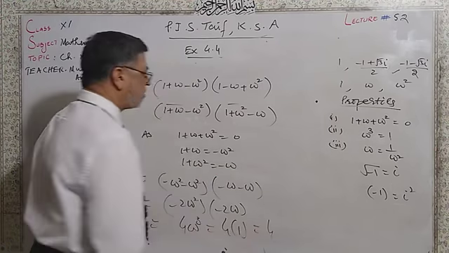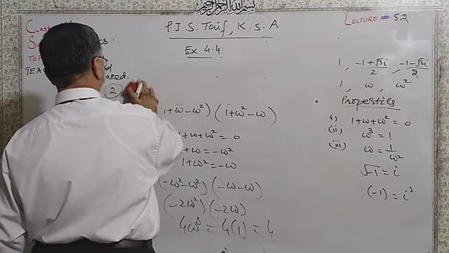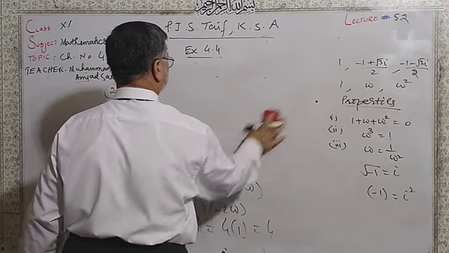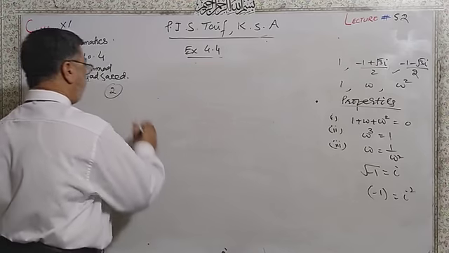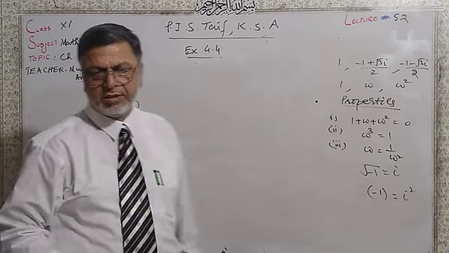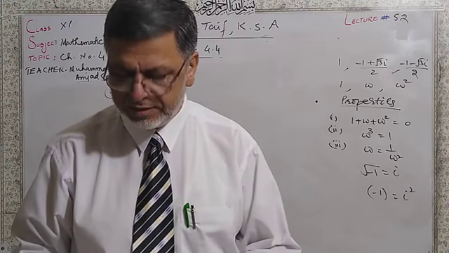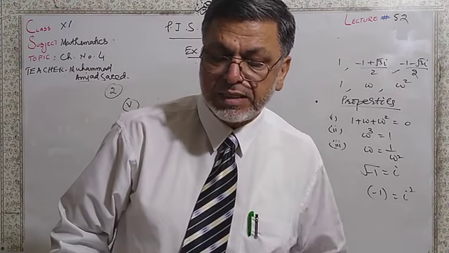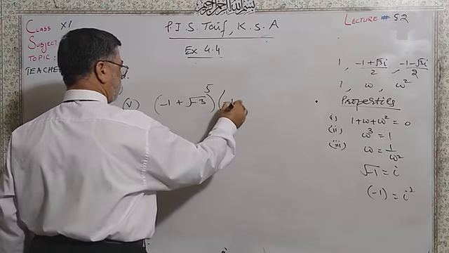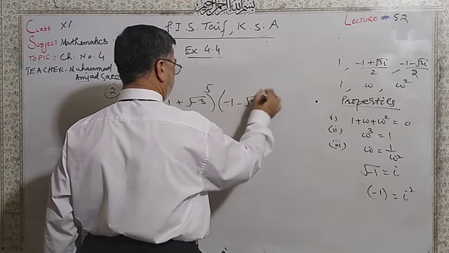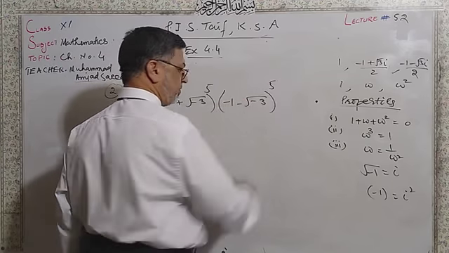After that, we are given part number 5. Same question, part number 5. We have to solve that by using the rules that I have written: ((-1 + √-3)/2)^5 plus ((-1 - √-3)/2)^5.